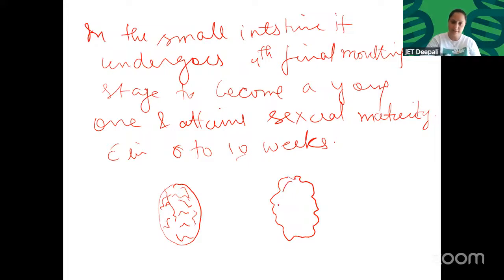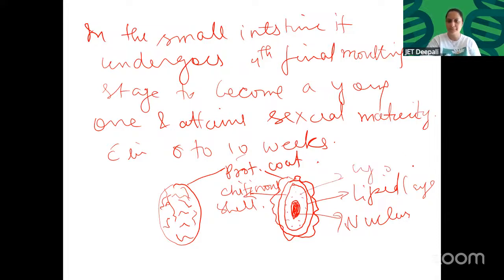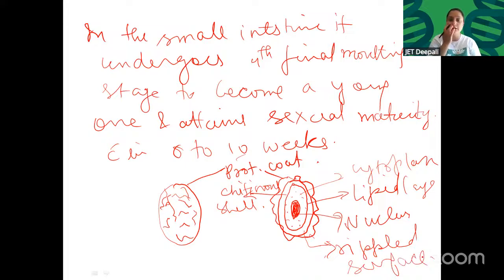Then comes a layer. We will do the labeling of this part. This is called the protein coat. This part is called the chitinous shell. This inner layer is called the lipid layer. This is called the nucleus. And this filled part is called the cytoplasm. And this rough surface is called the rippled surface. This is the mammillated egg; that is why Ascaris eggs are called mammillated eggs.